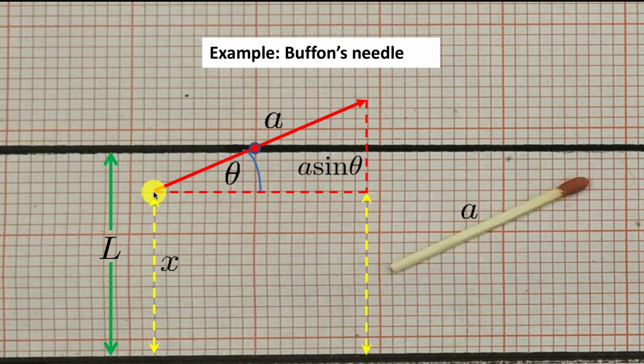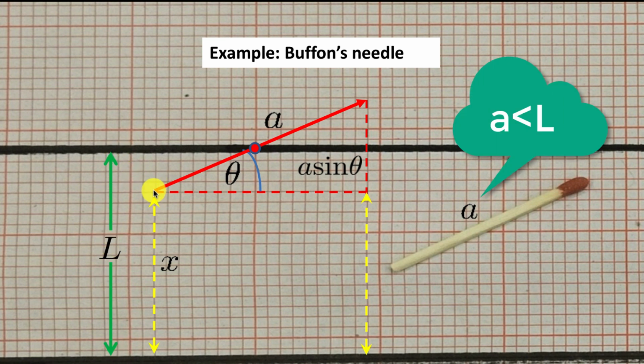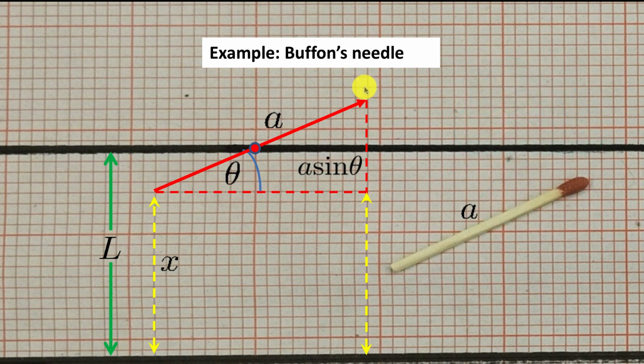We're going to call the distance from this end of the matchstick to this lower line here, x. The distance between the lines is capital L, and the size of the matchstick, its length, is a, like over here. We will call this angle over here theta, and theta is going to take all values which will go from 0 when this matchstick is parallel to this line over here, and increase all the way from 0 and come back to 2 pi after making a complete circle.